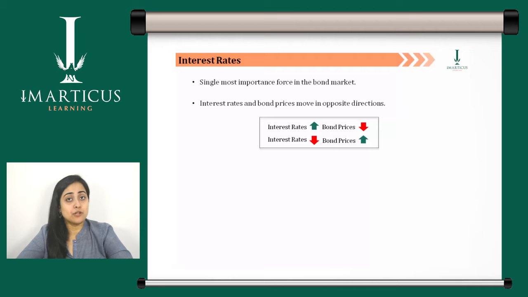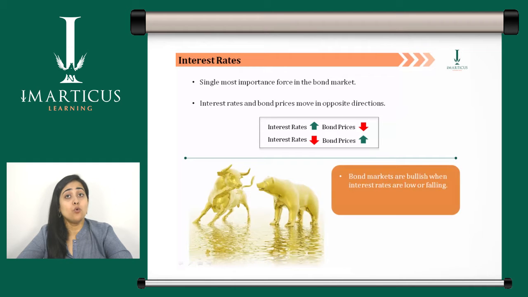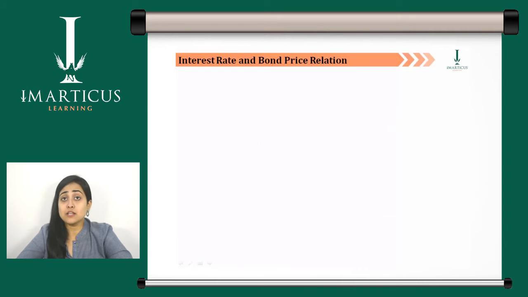Let's take a bearish and bullish example to understand yield to maturity. Bond markets are bullish when interest rates are low or falling, whereas bond markets are bearish when interest rates are high or rising. Let's understand by taking an example.